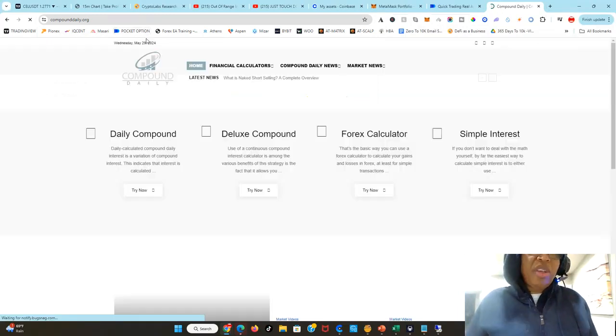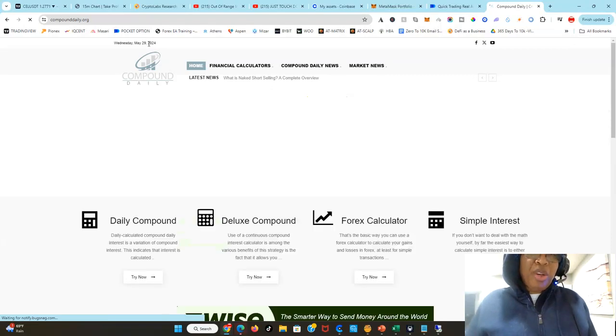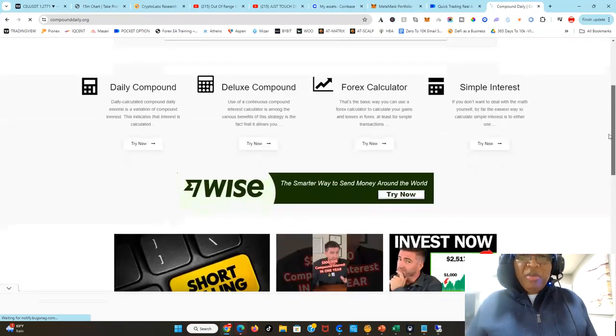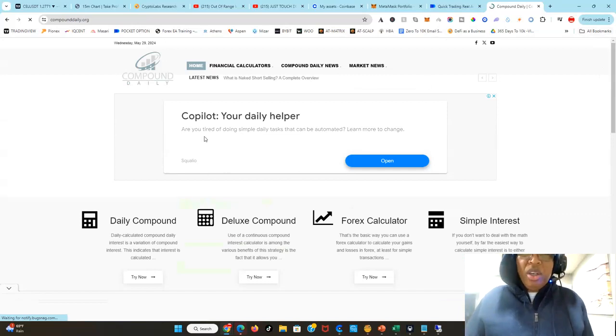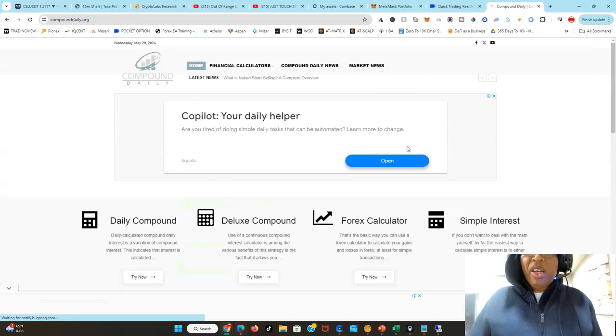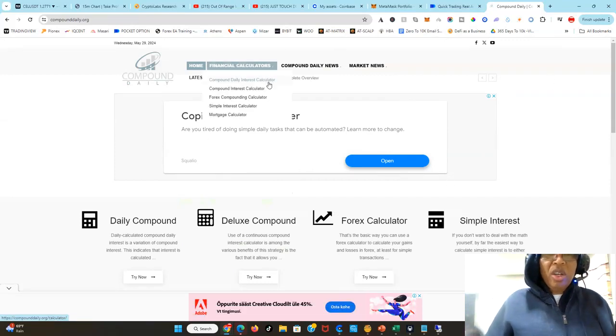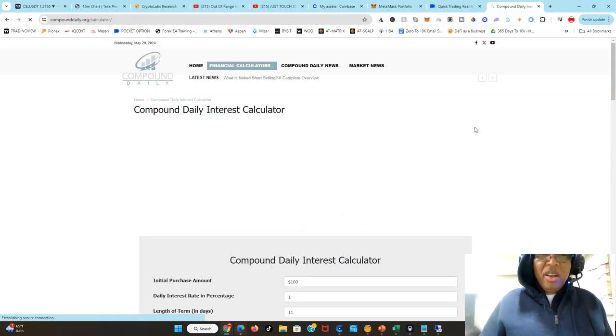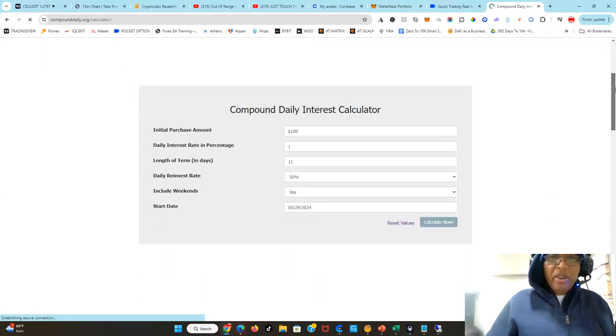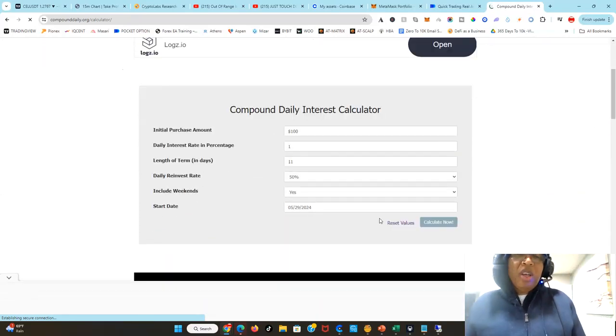If you use the free version, you're going to have to put up with advertisements. They're going to be popping up left and right, but you can use advertisement filters or blockers. Like this one here, it's an advertisement. If you click on this, it's going to take you to another page. You don't want to do that. All we are interested in here is the first one, called Compound Daily Interest Calculator. You click that, you can close this ad, and you can see it prints out for you.